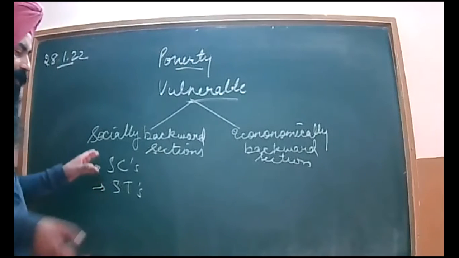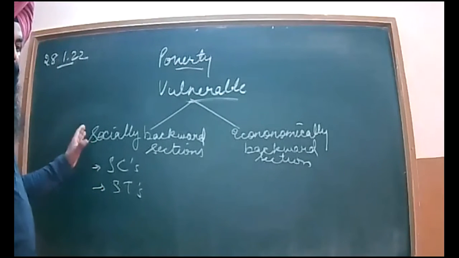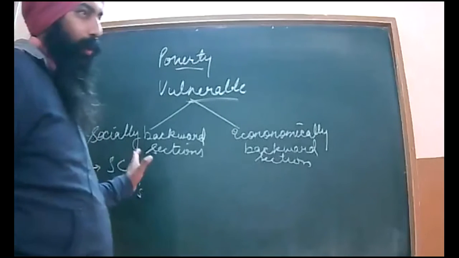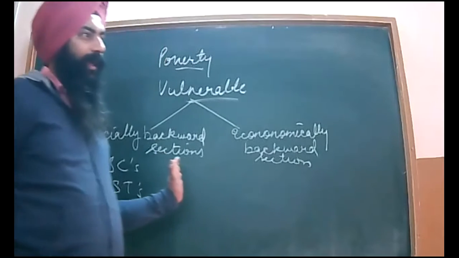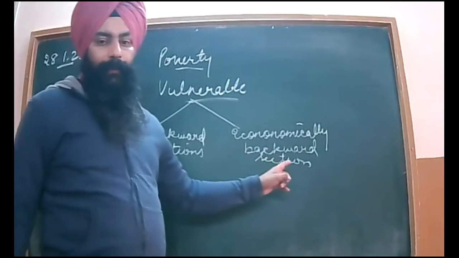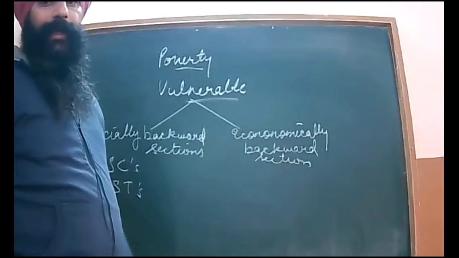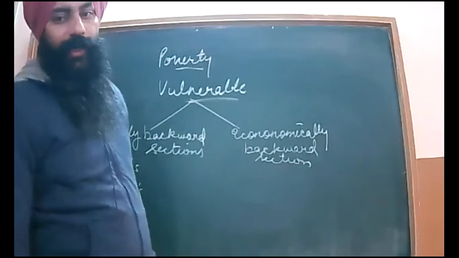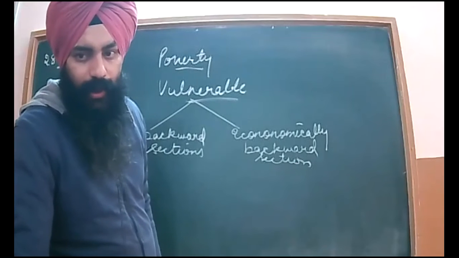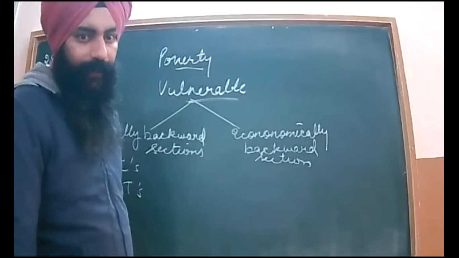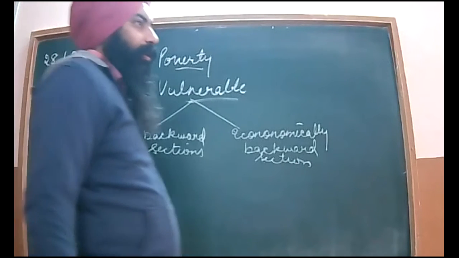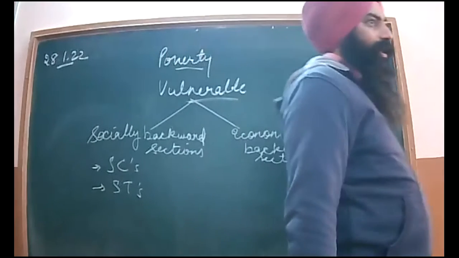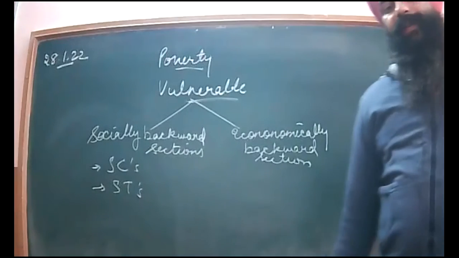These are generally the yellow card holders, through which they can benefit from the governmental schemes. These are the blue card holders, economically backward, who do not have a regular source of income. They do not have regular jobs. So who are these? These are the casual workers, daily wage workers.